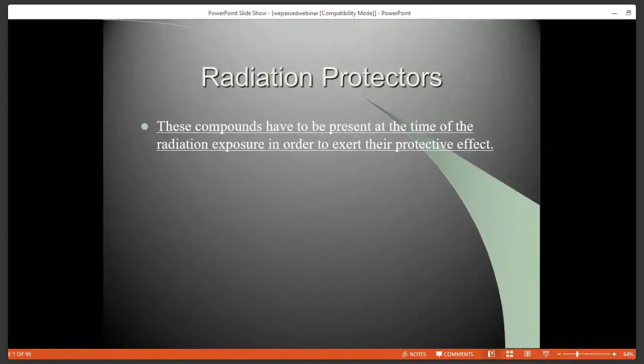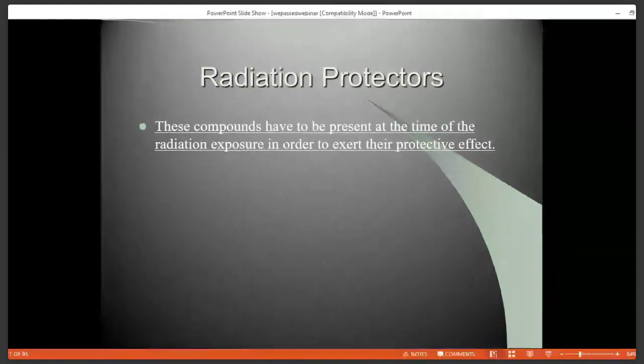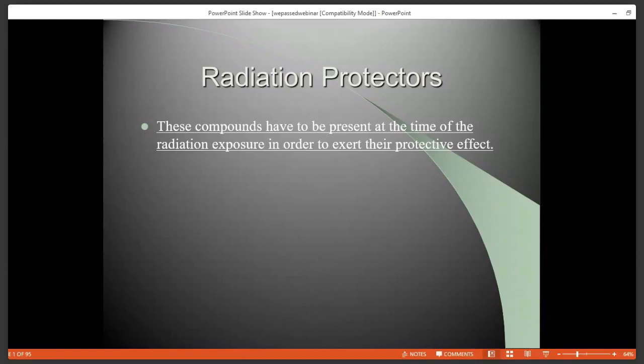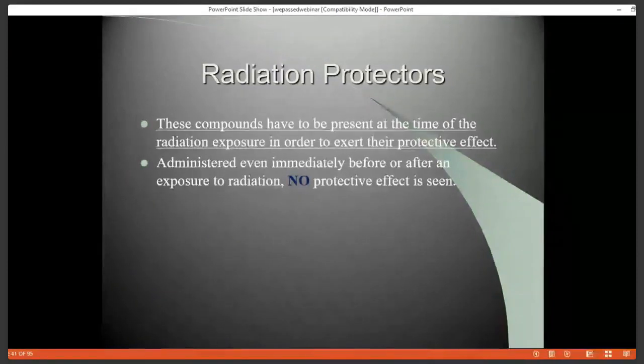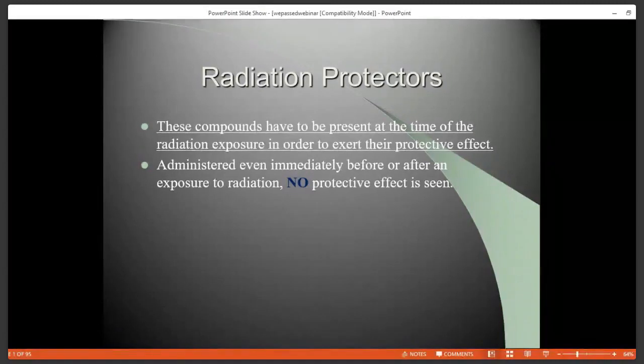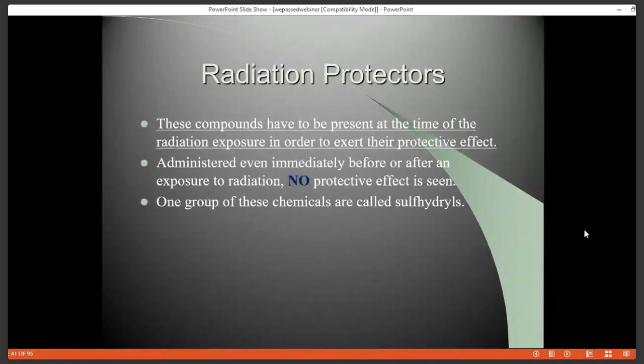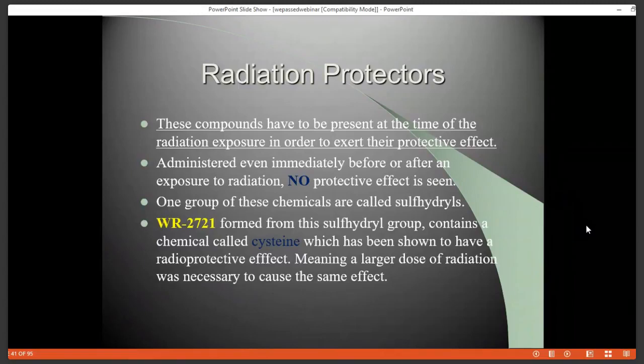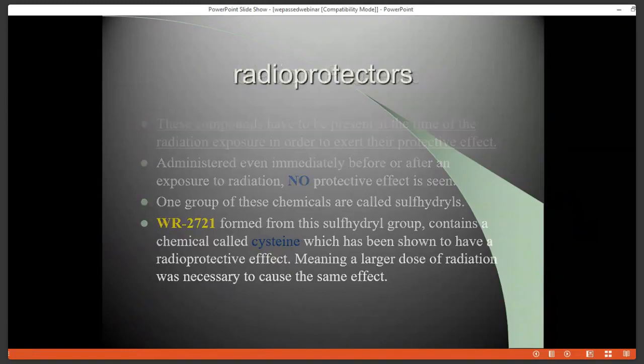Radiation protectors would be the other category of chemical modifiers here. They need to be present at the time of radiation exposure in order to exert any protective effect. Administered right before or right after, no protective effect is seen. They need to be there at the time of free radical production. One group of chemicals that has been studied are the sulfhydryl compounds, where WR2721 is one of the main sulfhydryl groups. These groups contain a chemical called cysteamine, which has been shown to have quite a bit of a radiation protection effect, basically meaning that we can administer larger doses of radiation without having any more difficulty in getting the same effect.